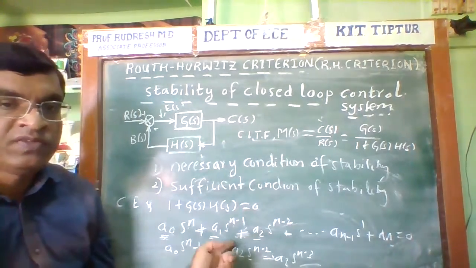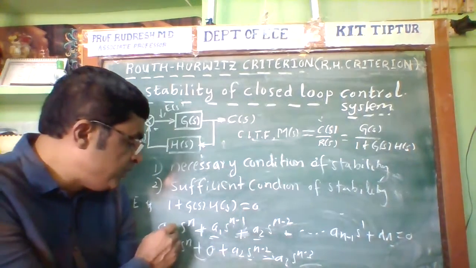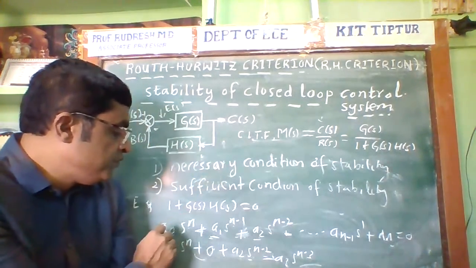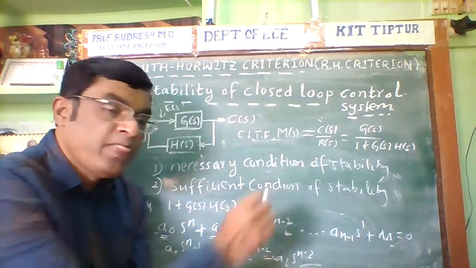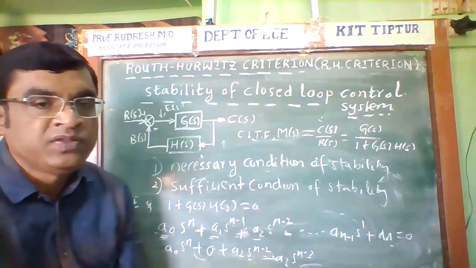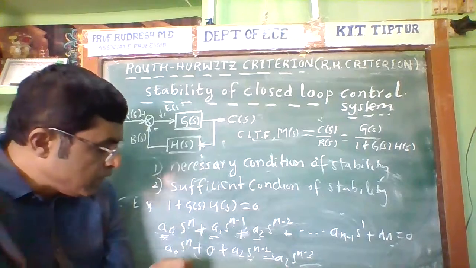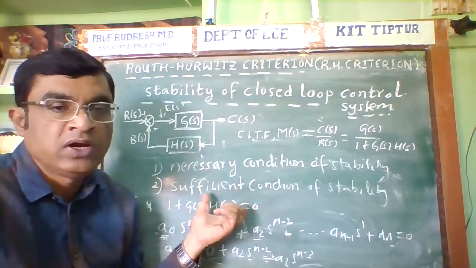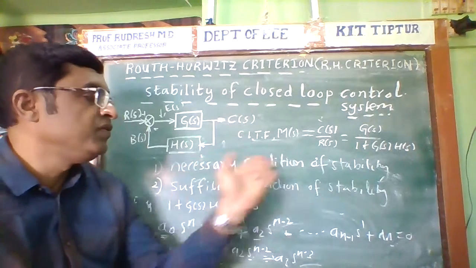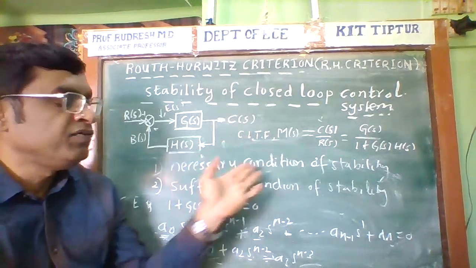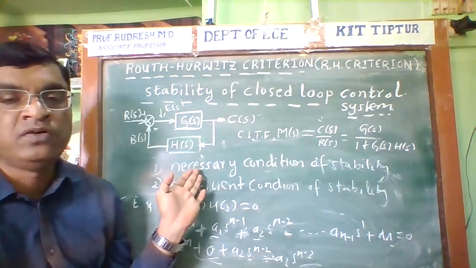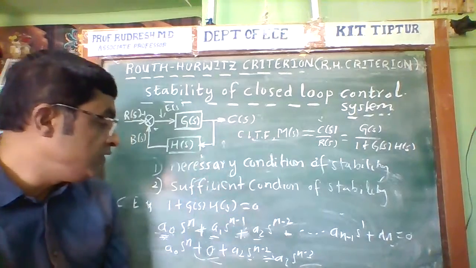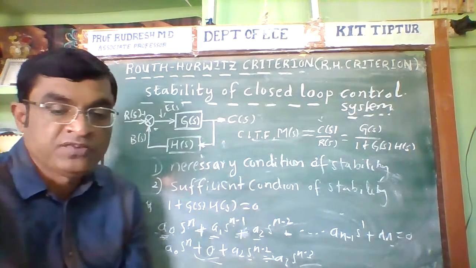This is the generalized equation of the characteristic equation. In order to maintain the necessary condition of stability, all the coefficients of the polynomial must be positive. If some of the coefficients are missing, 0, or negative, then the system is not stable. After verifying the necessary conditions itself, we can say that the given system is unstable. Now, how to verify the sufficient condition of stability?